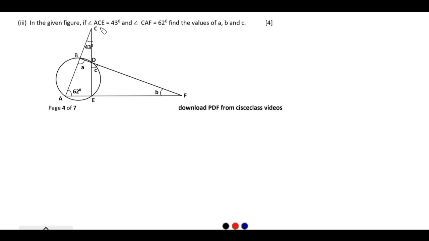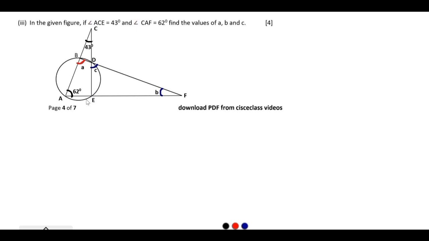Third part. In the given figure, angle ACE is 43 degree. This angle is 43 degree. And angle CAF is 62. This is 62. Find the values of A, B and C. Okay. This is angle A, which we have to find. This is C and this is B. First of all, look at the figure.